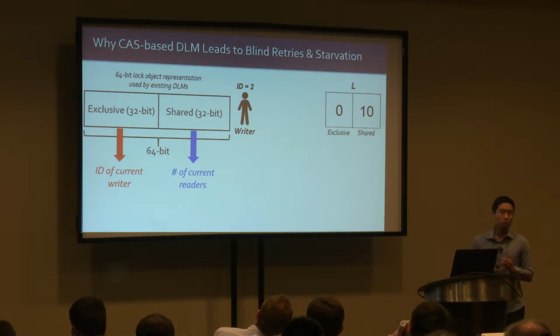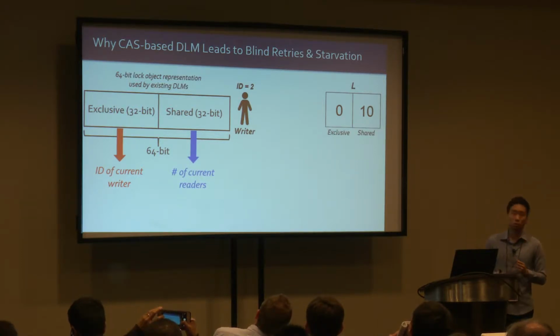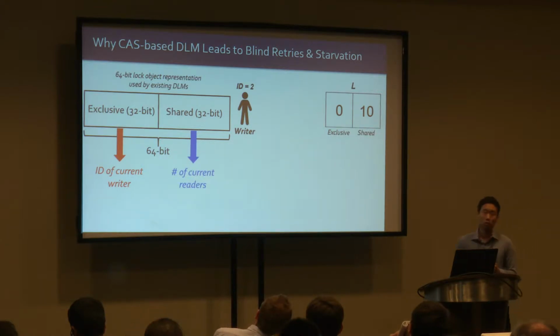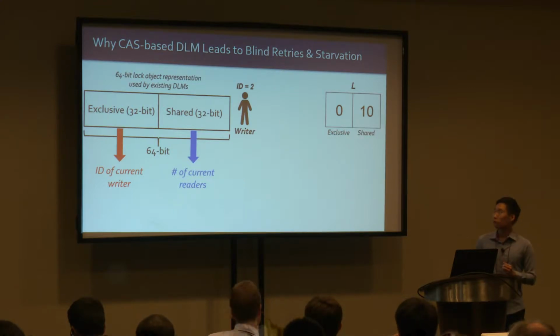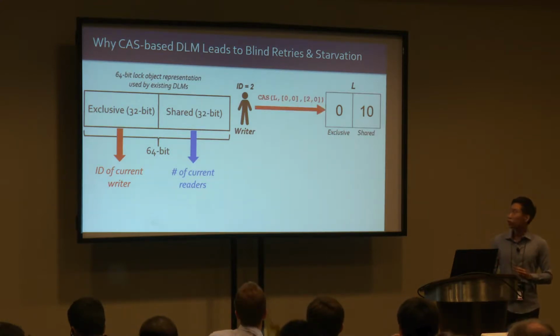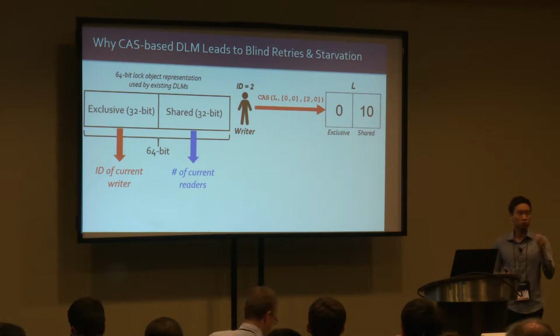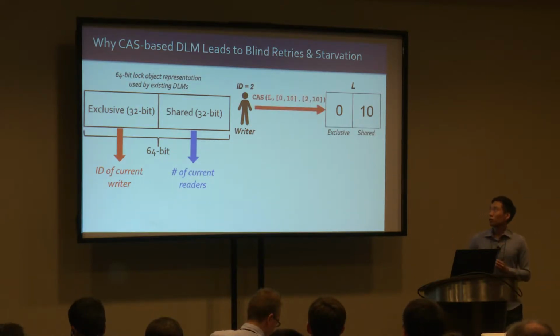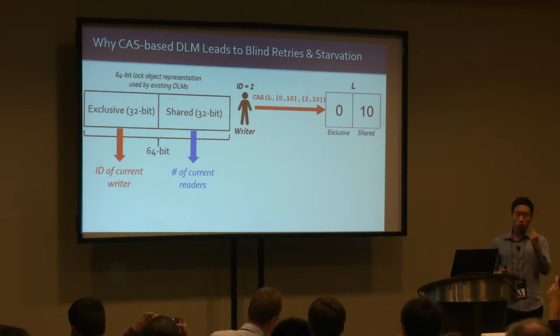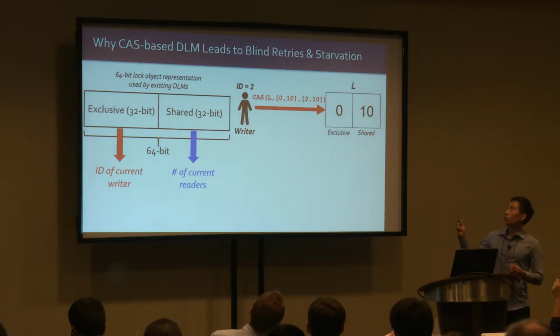Let's suppose this example. We have a writer with ID 2 who wants to grab an exclusive lock on this object L, which already has 10 shared locks. Now this writer does not know this situation. So this writer will try to change the value of L from 00 to 20 using compare and swap. And obviously this is going to fail because the equality does not hold. From here, this writer can queue himself by changing the value of L to 210 from 010.